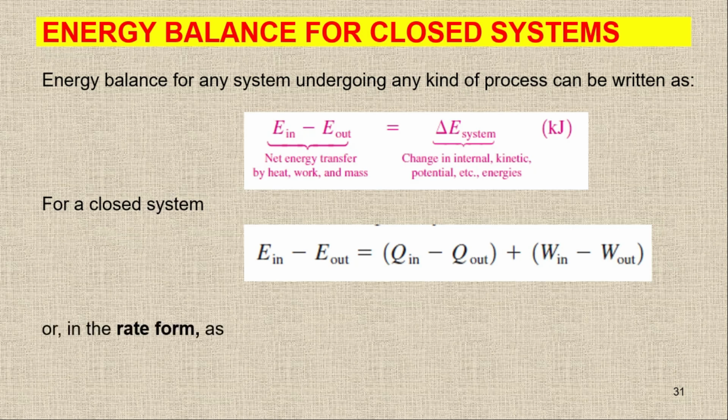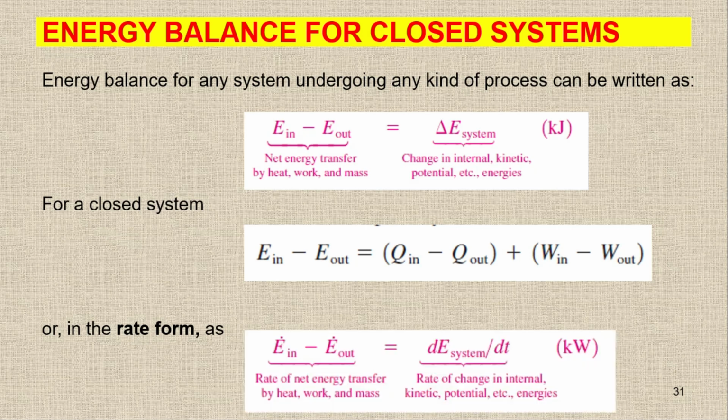Or in the rate form, I can put a dot on top of the energies. Here, this is the energy transfer by heat or work, and I can put a dot on it. You can see a dot here, and even a dot here. So this is basically the rate of net energy transfer. But when we have delta E system, I am not going to put a dot on it.